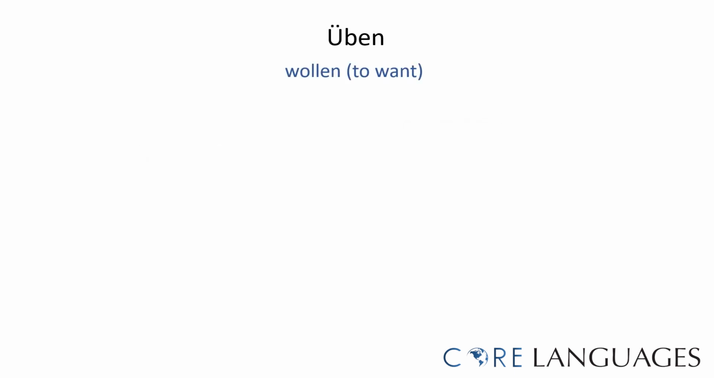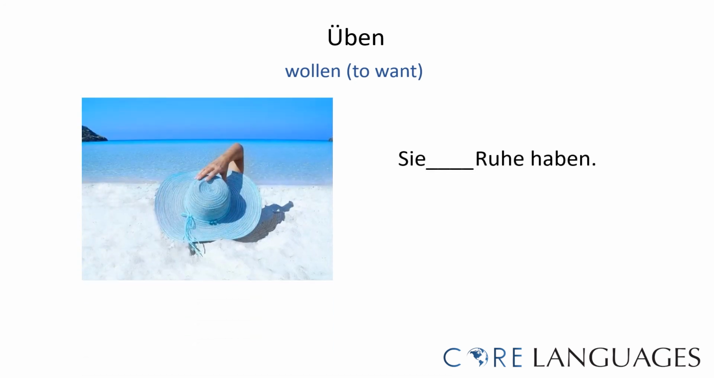And how about this example? Choose the correct conjugation of the modal verb wollen, to want. Sie will Ruhe haben or sie willt Ruhe haben. The correct conjugation for sie, as in she, is will. Sie will Ruhe haben. She wants to have quiet.